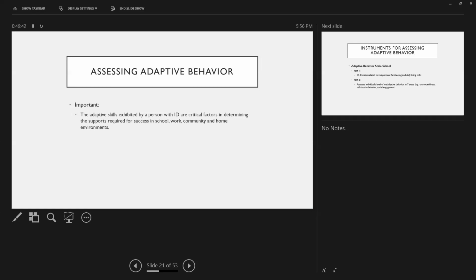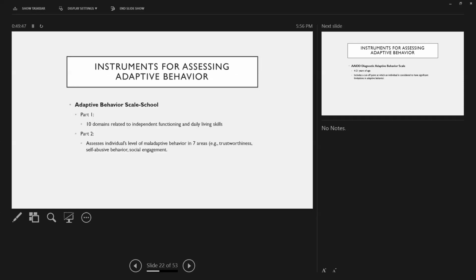There are a number of different adaptive behavior assessments. The adaptive behavior scale, which focuses on school. This is one example that the textbook provided us. It consists of 2 parts. Part 1, 10 domains related to independent functioning and daily living skills. Part 2, an assessment of an individual's level of maladaptive behaviors in 7 areas. And a few examples are trustworthiness, self-abusive behavior, social engagement.